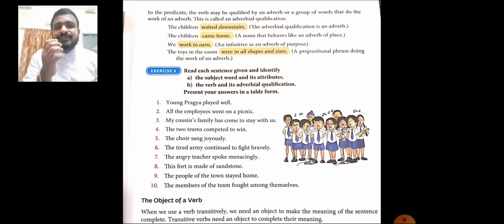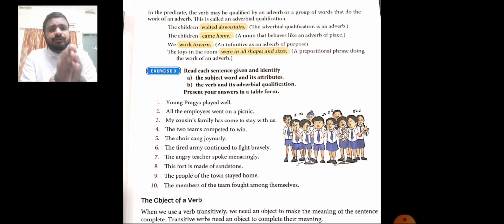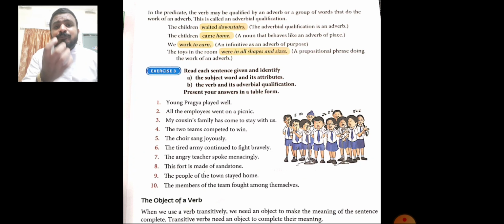For example, the children waited downstairs. Waited is the verb, downstairs is an adverbial qualification. So waited downstairs is the predicate. Now, second sentence, the children came home. In that sentence, came home is the predicate. There, even though home is a noun, it behaves or works like an adverbial qualification or adverb of place.